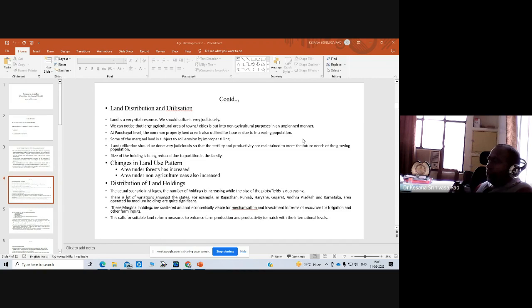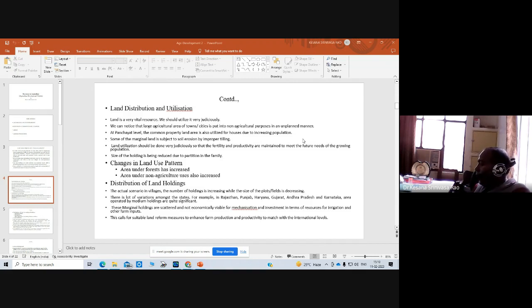So how the land fertility is growing up and what level of productivity it is going to produce. These are the basic factors which can depend on the land distribution and the utilization. And the third dimension which we can see is changes in land use pattern.